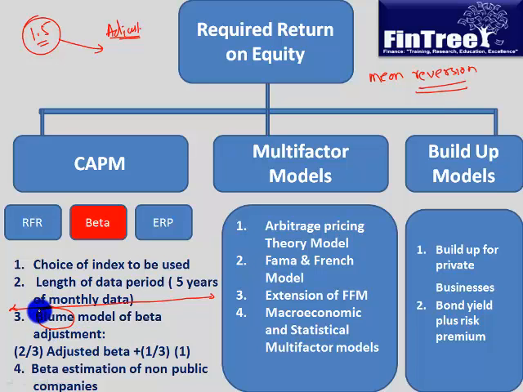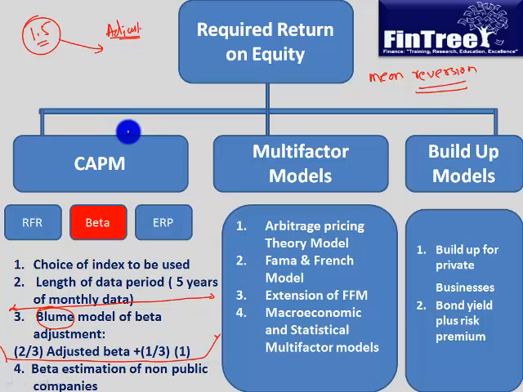Okay, so what are we trying to do? Whatever beta you've got, you're trying to push it towards the mean value. That means push it towards the 1. So 2 by 3 into what raw beta you've got plus 1 by 3 into 1. When you put it into this equation, what you get is the adjusted value of beta. Once you've done that, that beta can be used and you can estimate CAPM, or estimate required rate of return.